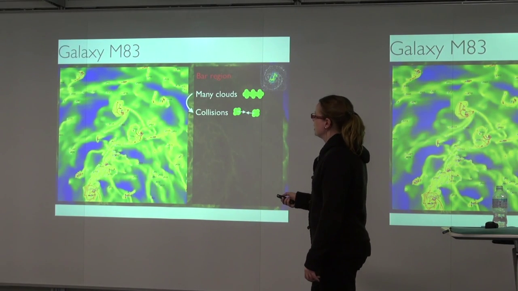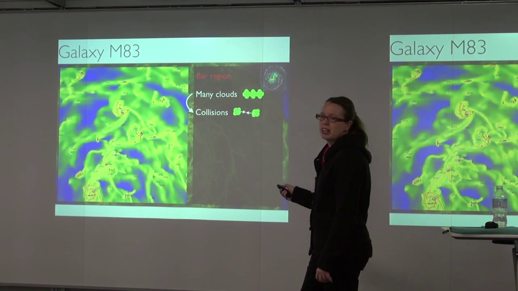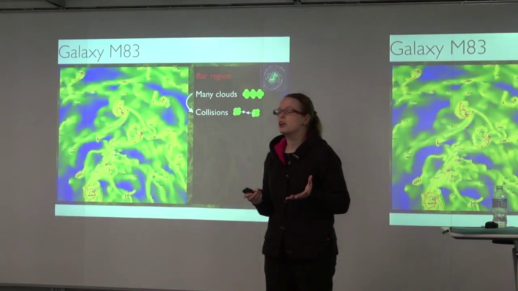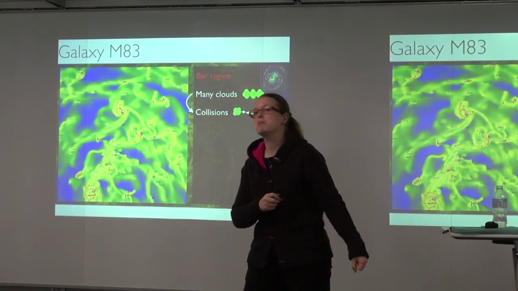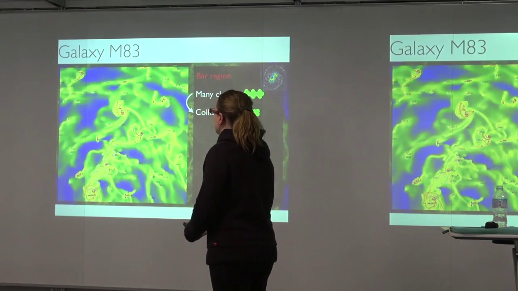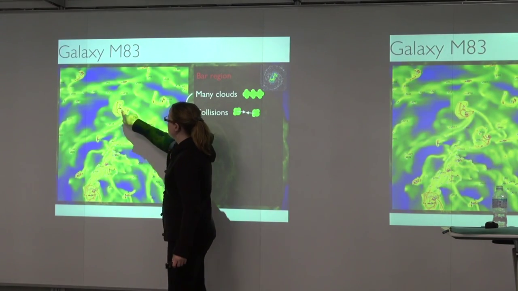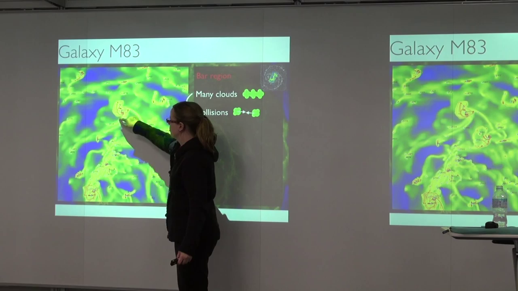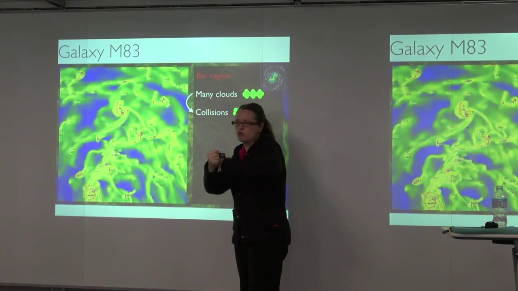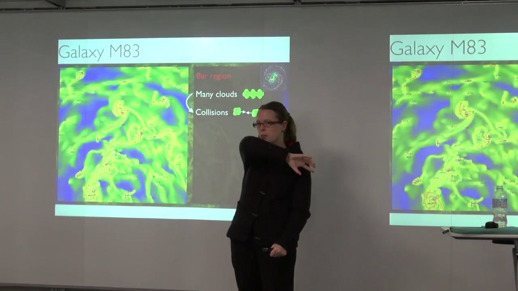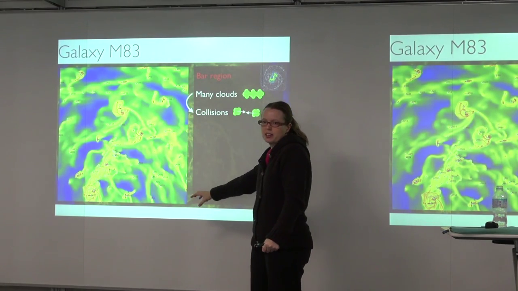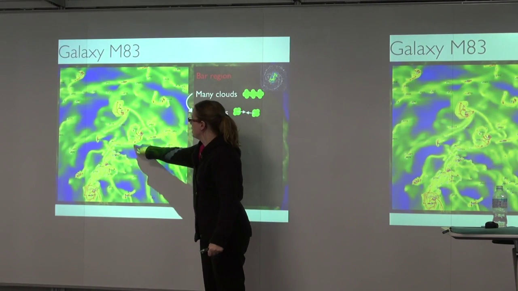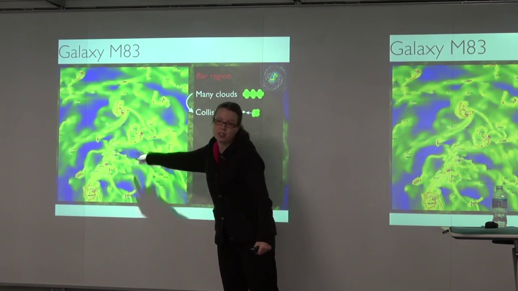And what we're seeing is actually the evidence of a lot of collisions. Like walking down a really crowded street, you're just going to keep bumping into people. And we know this because of these tidal features. This is like gas being ripped off a cloud, and you end up with a kind of streamer as a result. So these kind of strands are signatures of a collision or close encounter.